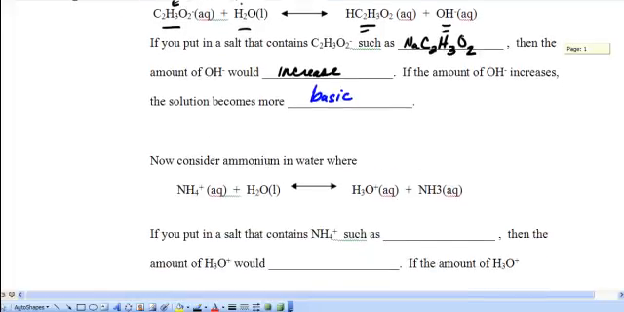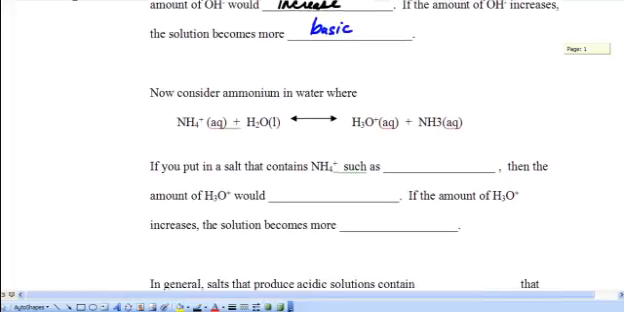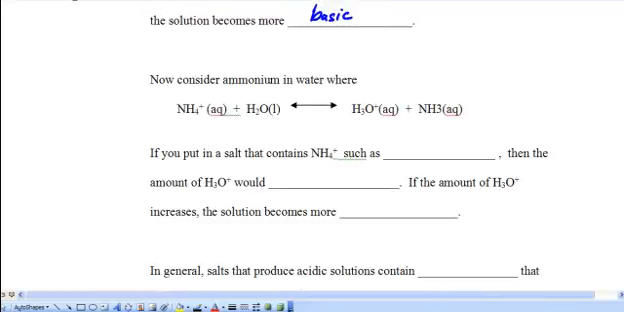Now you can actually do the opposite as well. If you consider ammonium, the ammonium ion, which is right here. If you put that into water, it's going to act as an acid, and it's going to donate its hydrogen over to water, forming hydronium. And the conjugate base for ammonium is ammonia, which that 3 should be smaller, like so. There we go.